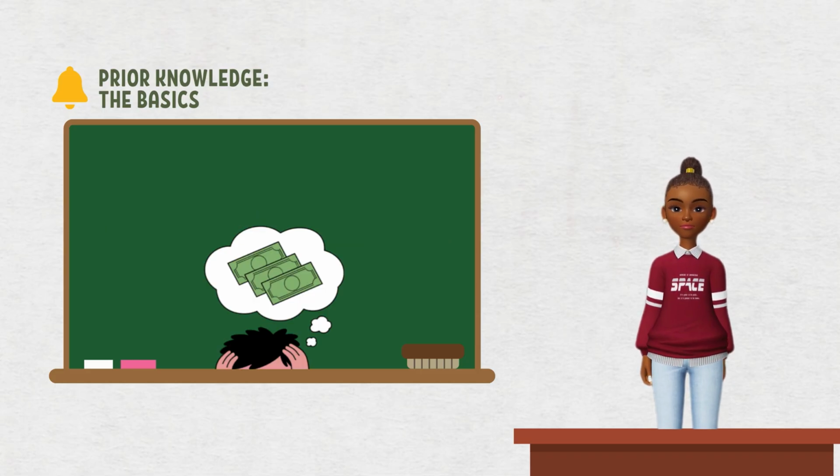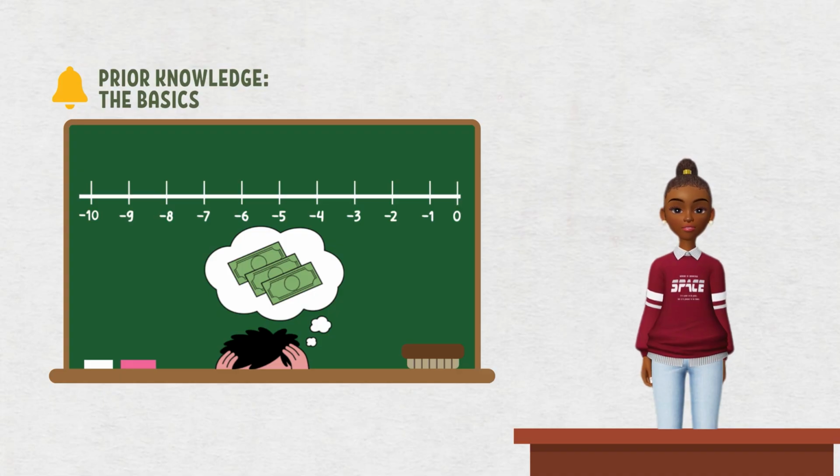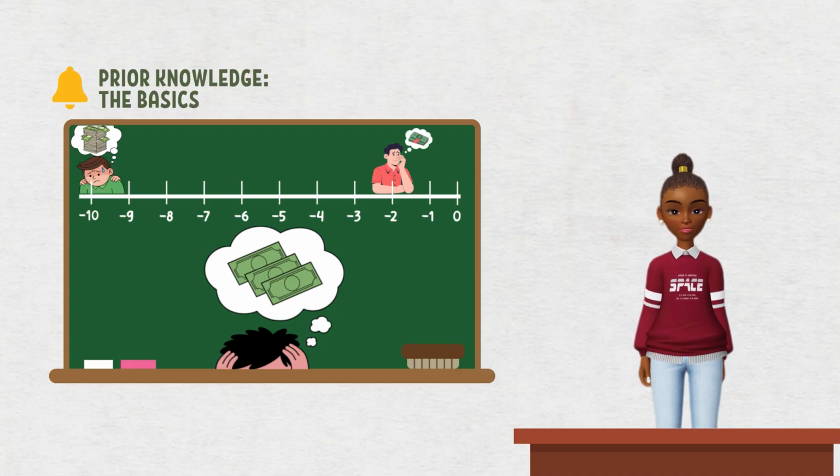Let's make this real. Think about money. If you have negative $2, you owe a little bit of money. If you have negative $10, you owe a lot more money. Even though 10 is bigger than 2, negative 10 has less value. So on the number line, the farther you go left, the less you have.